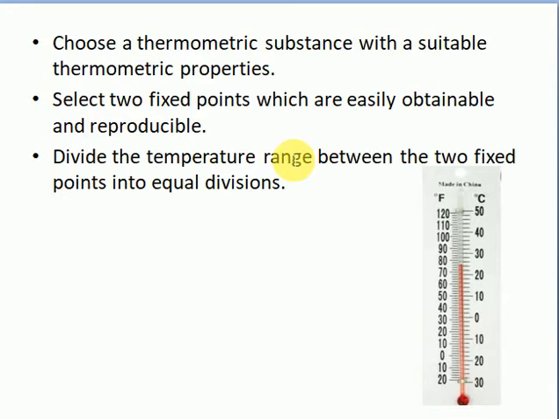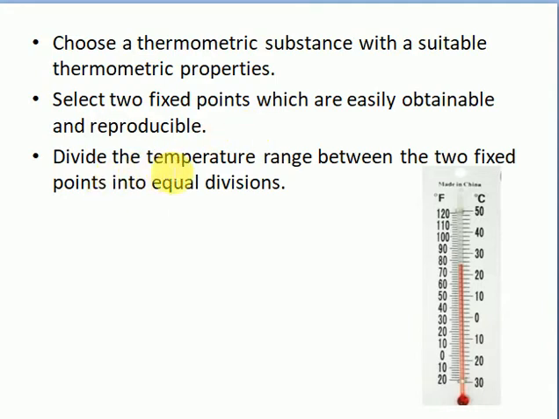So these are the fixed points. The fixed points are the standard points that we are going to discuss. The first step is to choose a thermometric substance with a suitable thermometric property, and the second is to select two fixed points that are easily obtainable and reproducible.